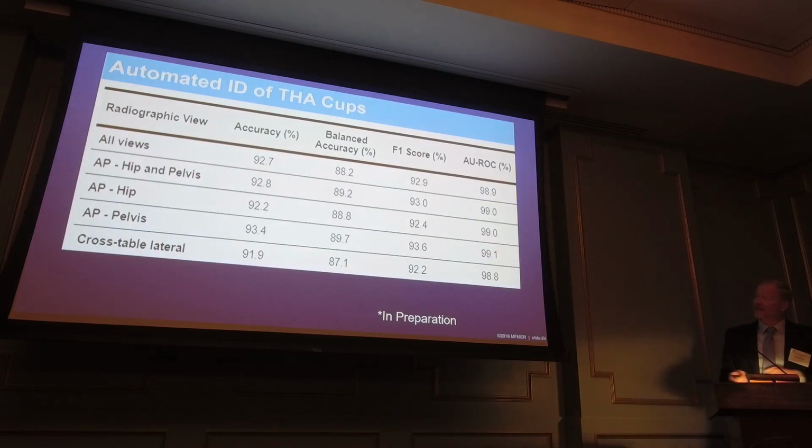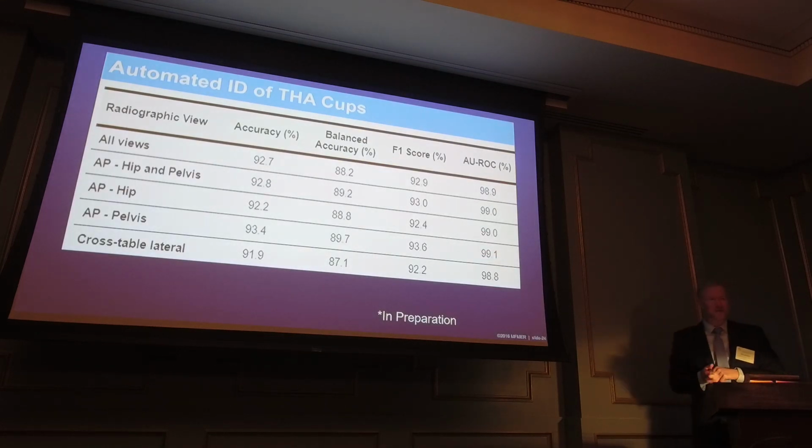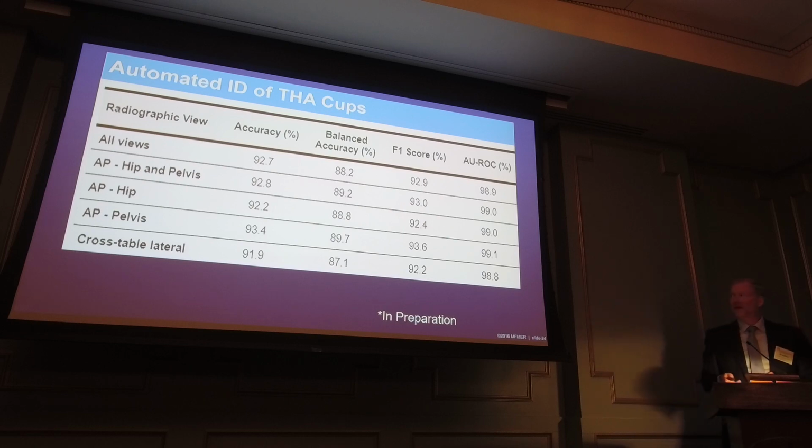Another thing that MSK radiologists and certainly the surgeons that do revisions have to do is figure out the implant that's in place. Because if you don't know exactly what type of implant is in there, then removing it and knowing what the right size is to put the new one in can be a problem. And so we've built a tool now that will figure out the implant.